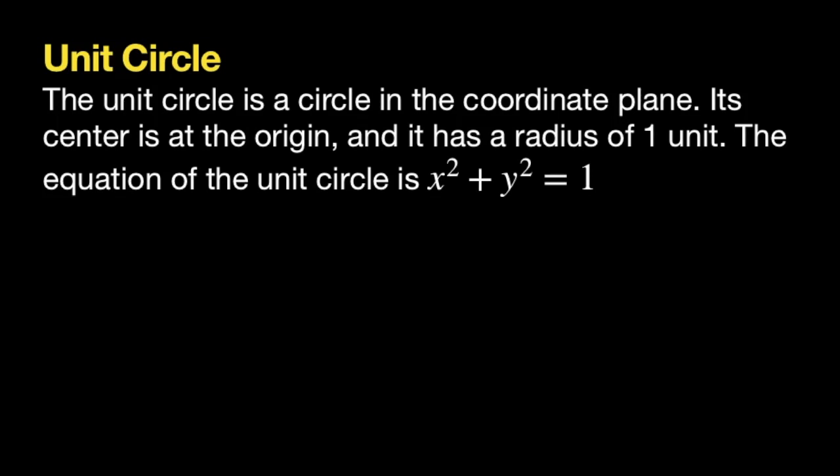The x squared plus y squared equals 1 actually comes from the Pythagorean theorem. We know that a squared plus b squared equals c squared. In this case, we have x squared plus y squared is equal to 1 squared, which is just 1. We know that the hypotenuse of any triangle inside the unit circle is going to be 1.